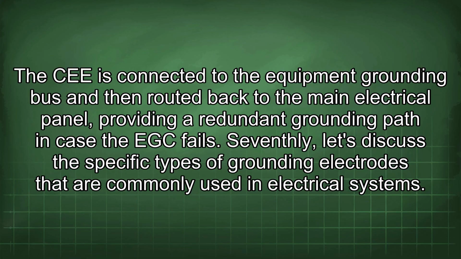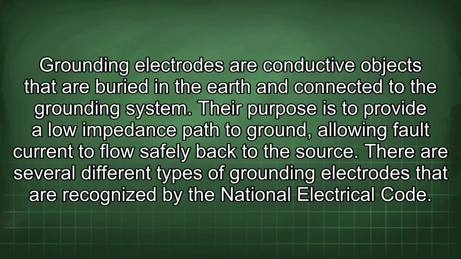Seventhly, let's discuss the specific types of grounding electrodes that are commonly used in electrical systems. Grounding electrodes are conductive objects that are buried in the earth and connected to the grounding system.